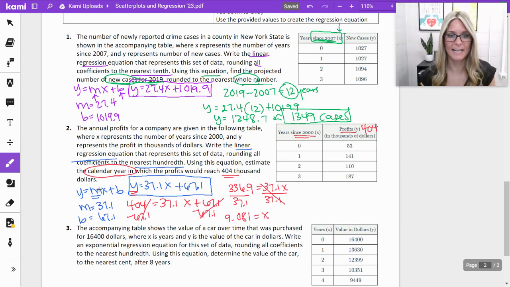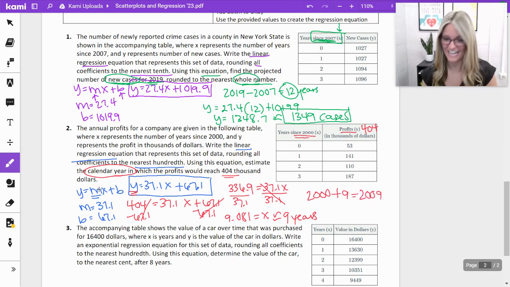We're finding the calendar year. So this is about 9 years, yes? But it's not in year 9 AD. It's 9 years after 2000. So 2000 plus 9 years, guess what, is 2009. That is our answer. That would be in our final answer box.